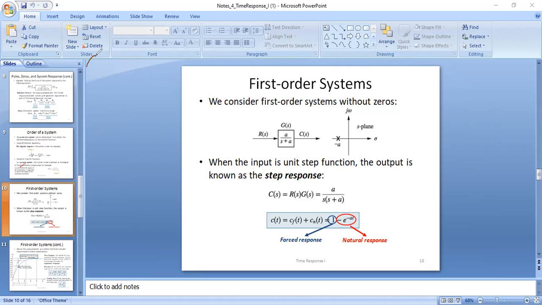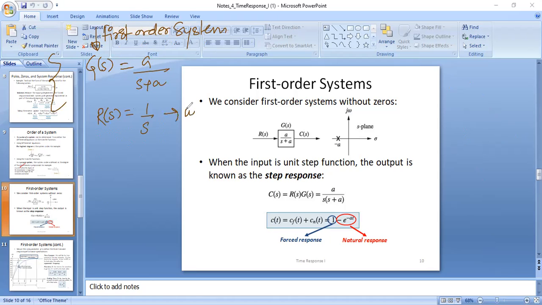So I told you that g of s, is it clear now? So this is the first order system transfer function. What is it? a upon s plus a. This is the general case. Now what input am I giving? I am giving input as 1 by s. 1 by s is what? Unit step, right?